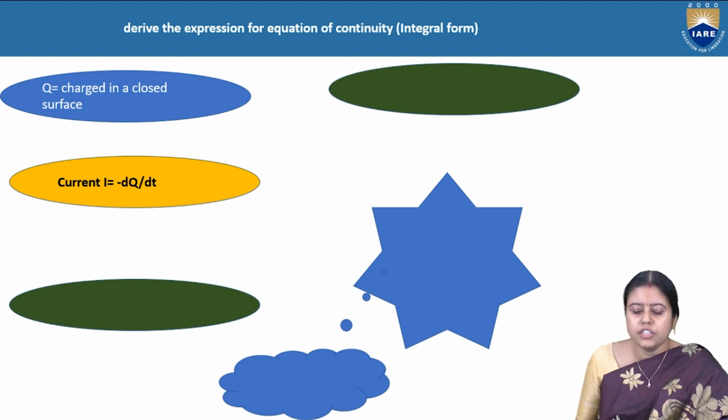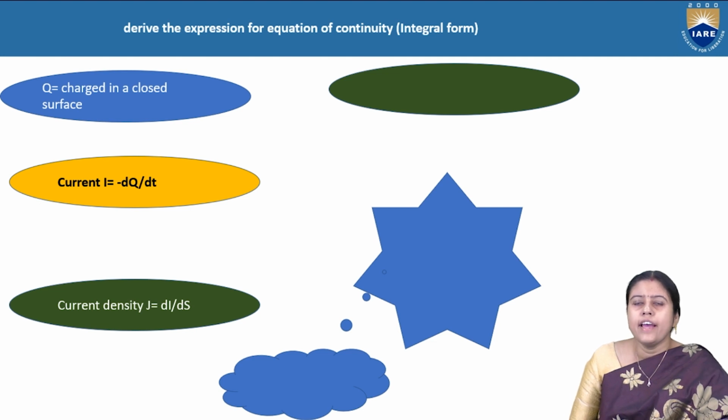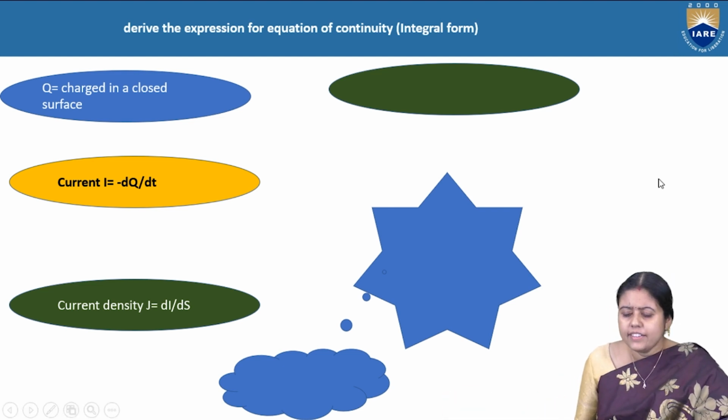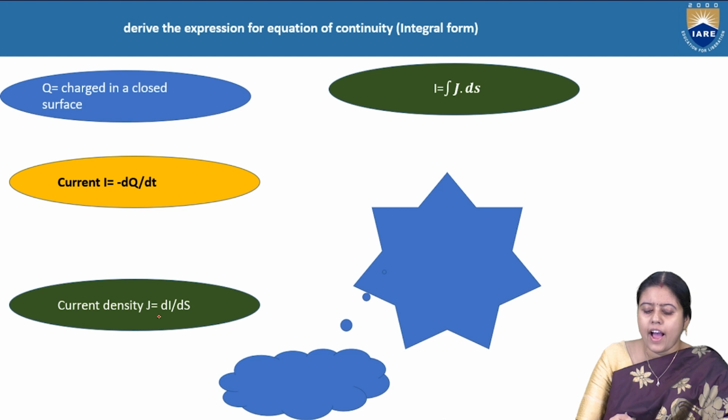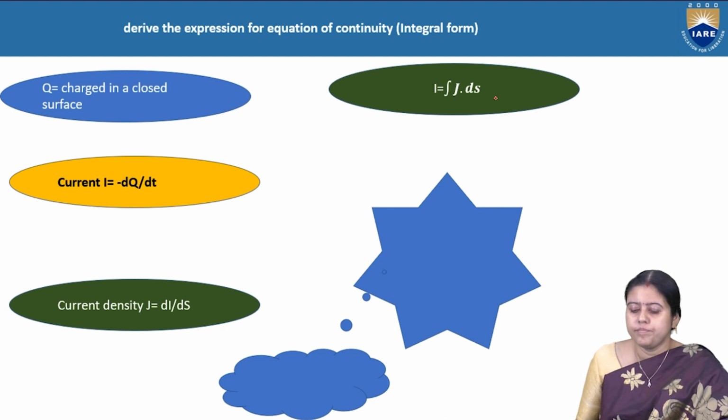So I is equal to dq by dt. And also we know what current density is. Current density is J equal to di by ds. Current per unit area or surface area is known as the current density. So what is I? I is nothing but the integration of J dot ds. What is current? Current is nothing but the integration of J dot ds.